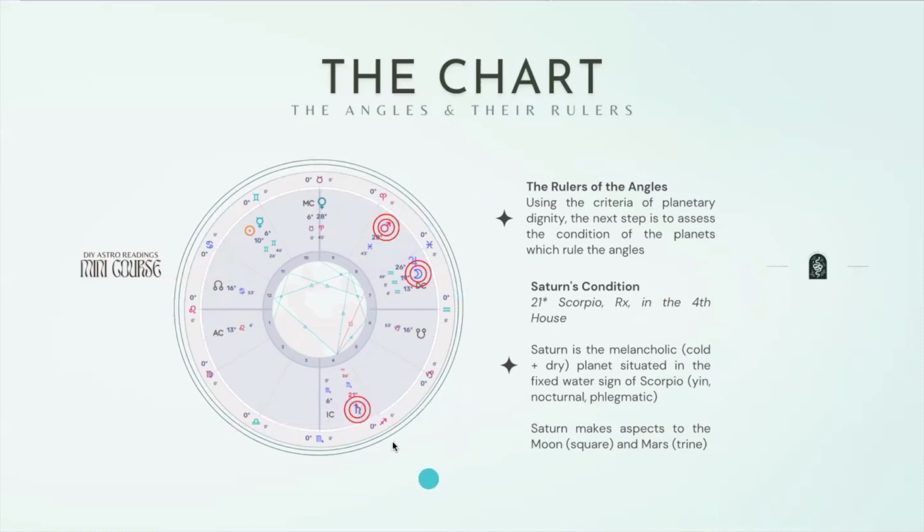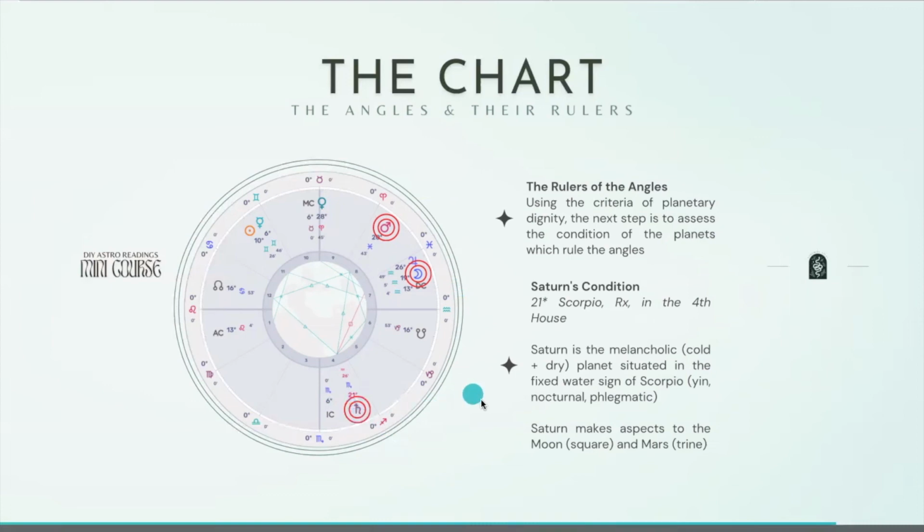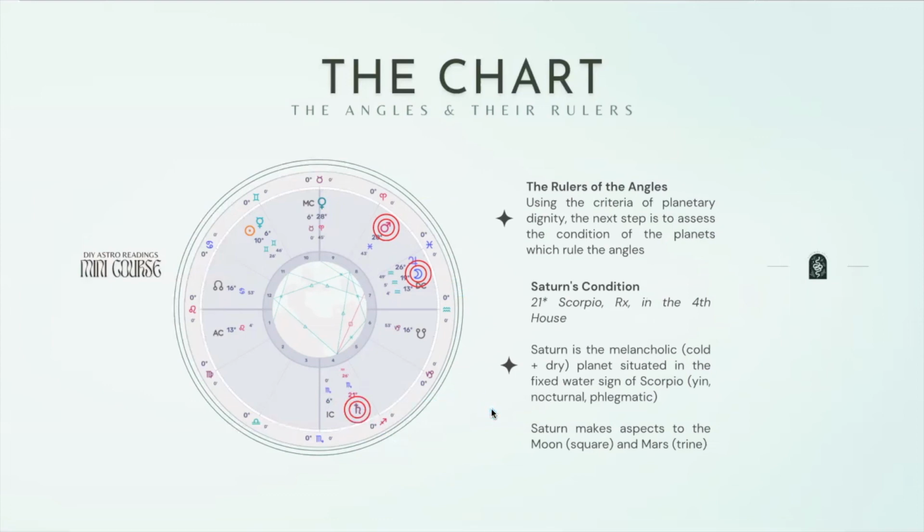So her Saturn, it's 21 degrees in Scorpio. It is retrograde as well. And it's in the fourth house. So the fourth house is that house of family of origin, of lineage, of ancestry, that symbolic house of roots and sort of the connections that we have to land as well.